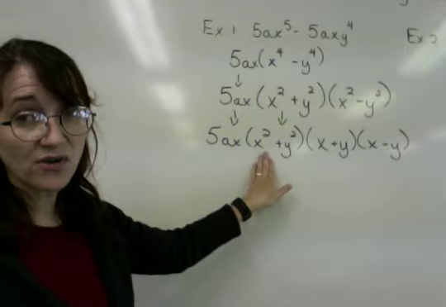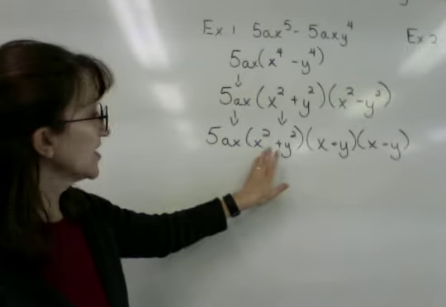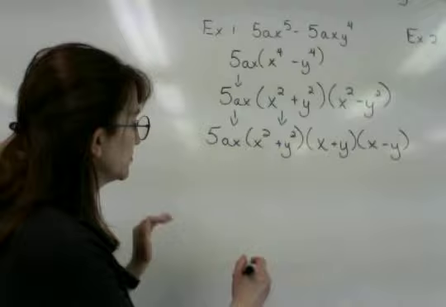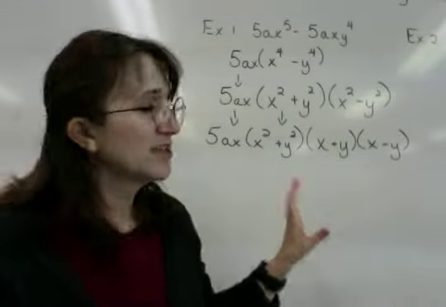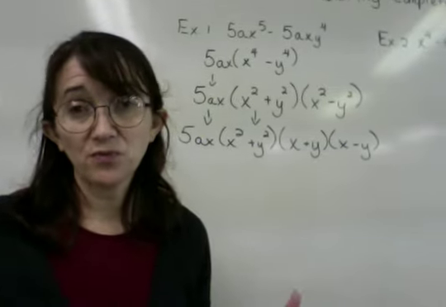Something like this is not going to factor down. Something like that, you've got one that looks really similar to it on your test. We'll go over it a little more in review, but that's not a difference of squares. You can't factor that down. It's going to be prime.